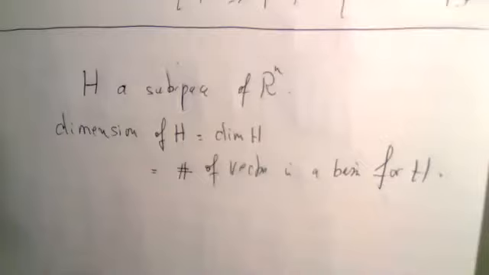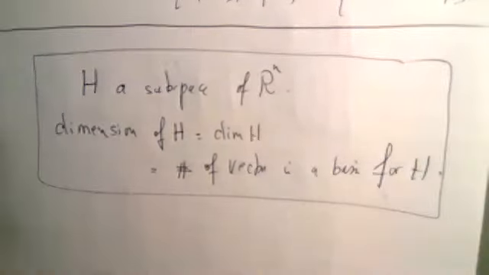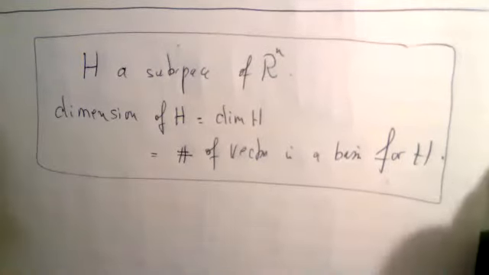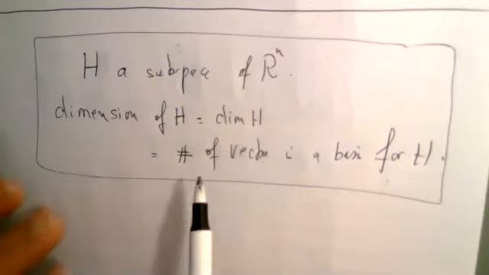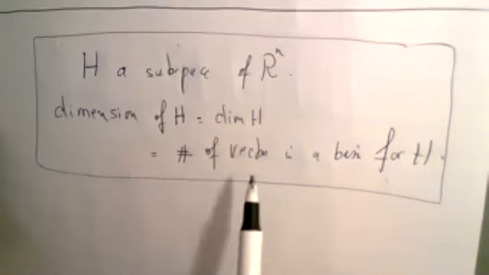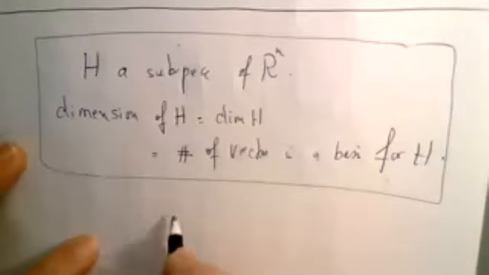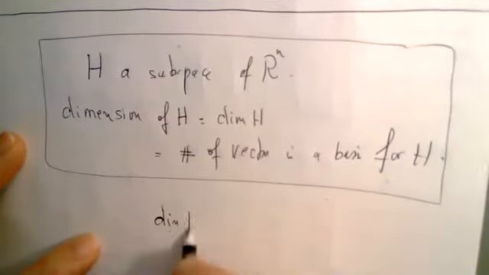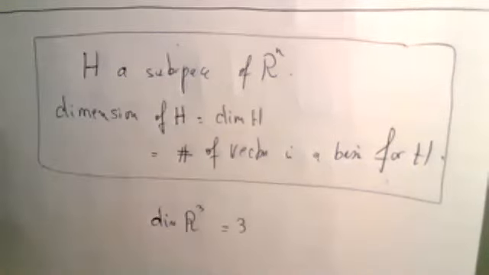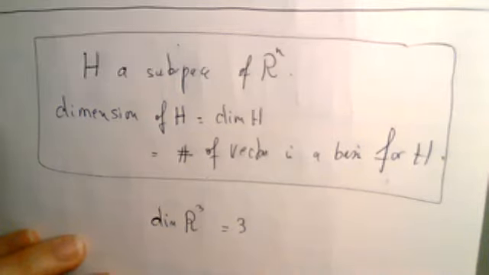Okay, so the dimension of a subspace is how many vectors there are in a basis. This definitely coincides a little with our intuition of dimension, but this is the definition of dimension in math. It's the number of vectors in a basis for H. So based on this definition, the dimension of R3 is 3, because 3 vectors are needed to cover all of R3. That's the minimum number of vectors you need.